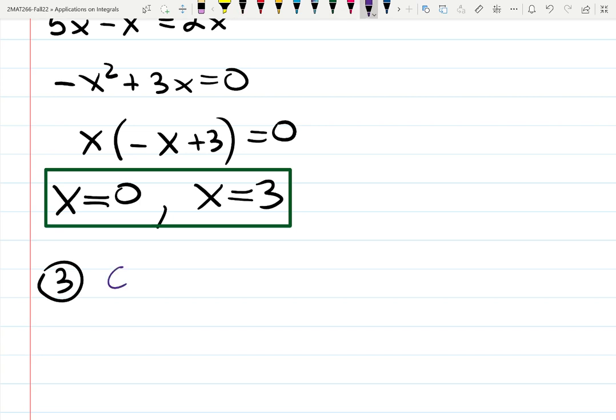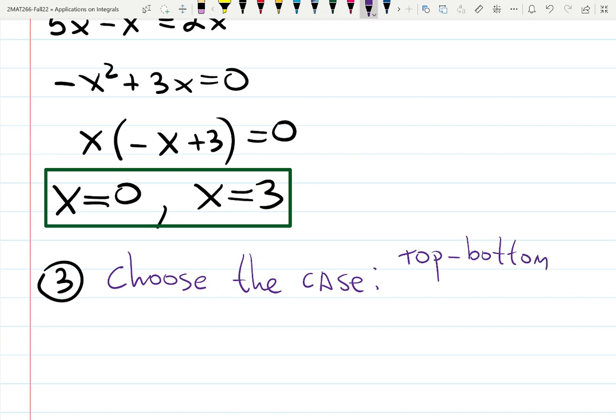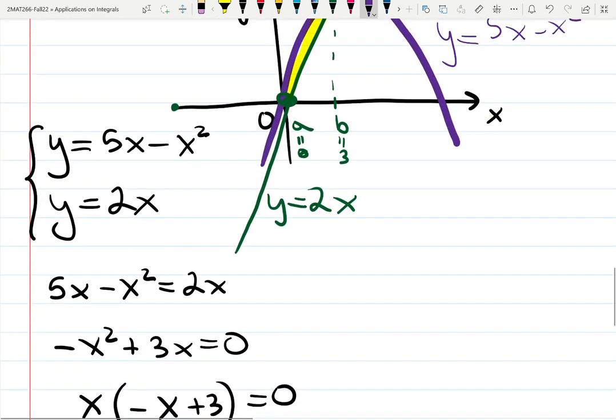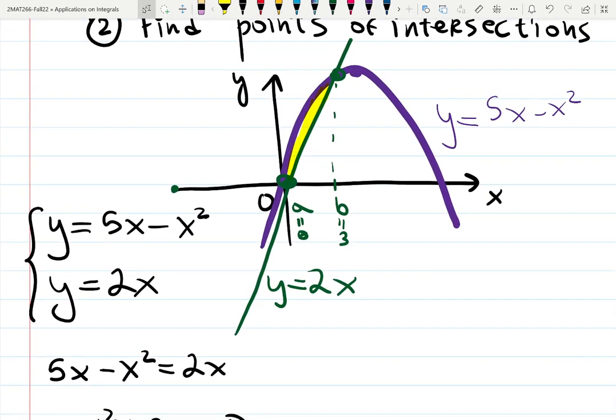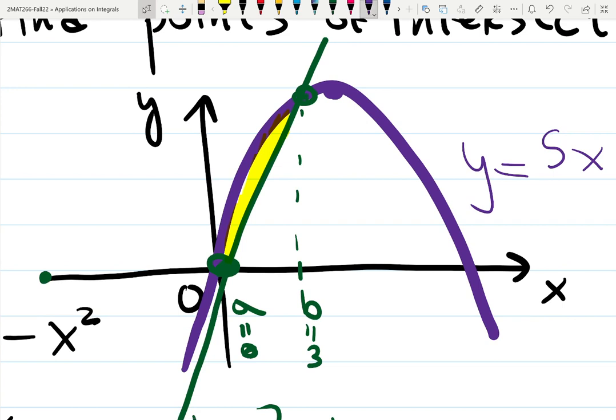Choose the case. And we have two cases: top minus the bottom, and then right minus left. Vertical versus horizontal slicing. You should choose based on how functions are located. This one can be used both ways. Check it out. The purple function is at the top, that's the quadratic function. And the green one, which is linear, is at the bottom.